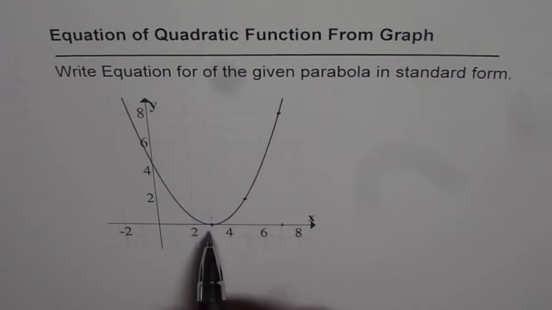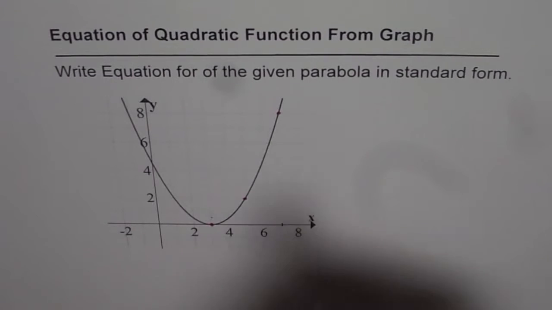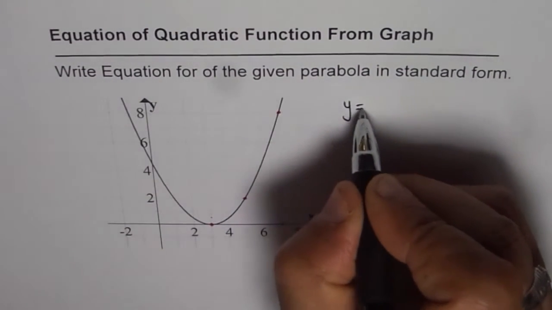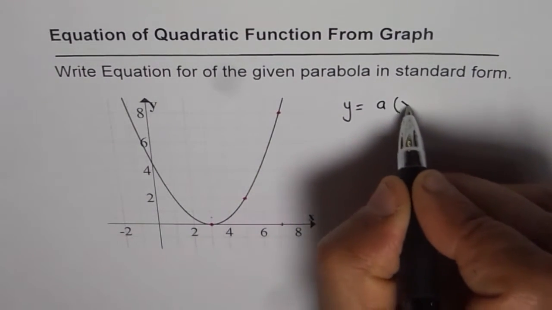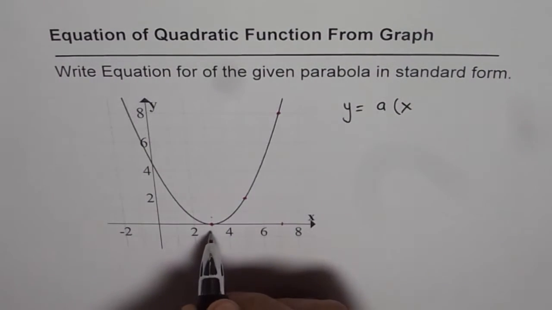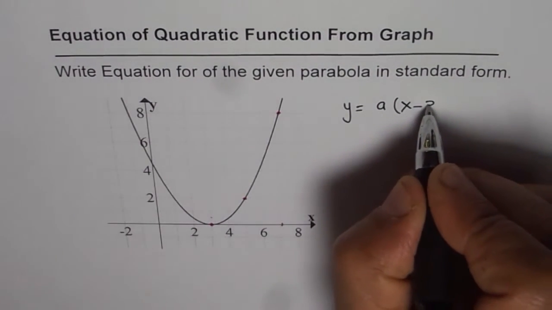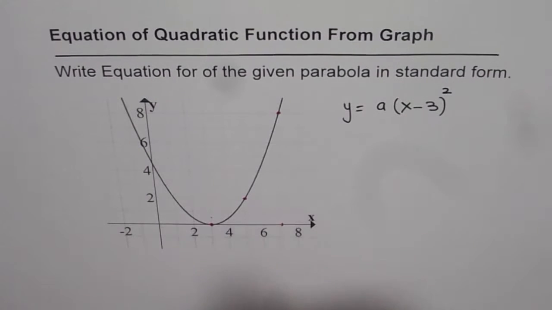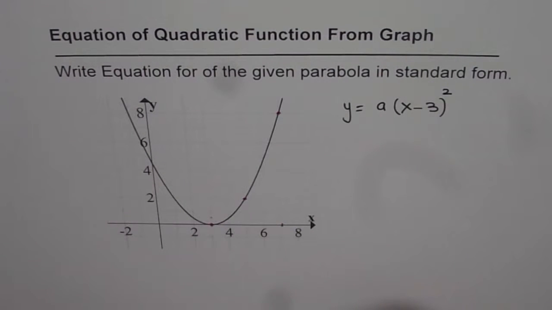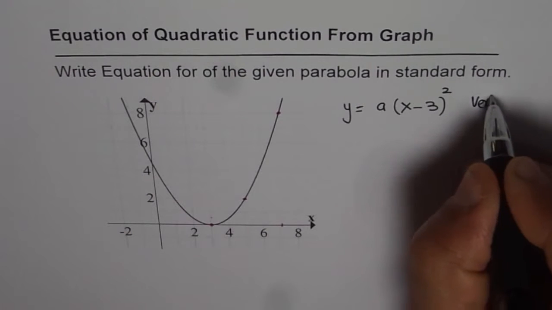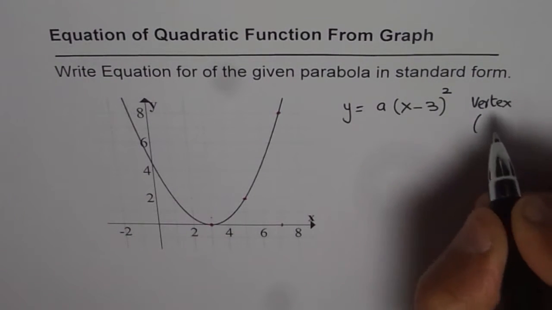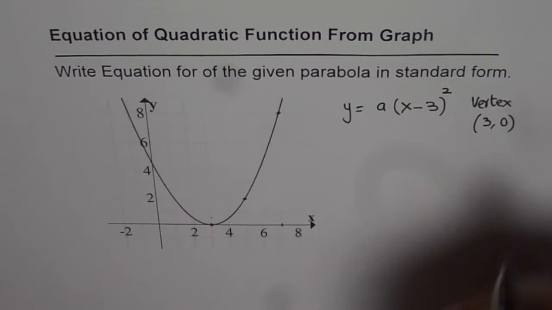Since we know that the vertex is on the x-axis itself, we can write y equals a times x, and it is at 3, so it is (x minus 3) whole square. So that becomes the equation in vertex form, where the vertex is at (3, 0), right?